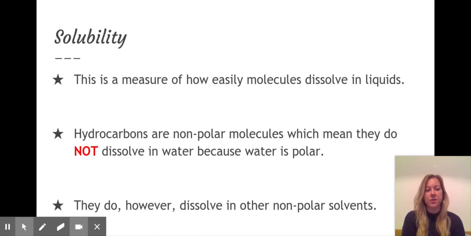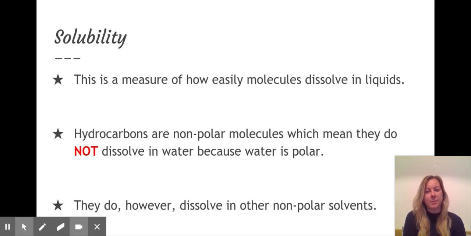Solubility, we have had a wee look at this before, so this should be very familiar. We did this as part of the bonding and properties topic. This is a measure of how easily molecules dissolve in liquids. So hydrocarbons, being non-polar molecules, do not dissolve in water. We know that water is polar. It has polar bonds and is overall unsymmetrical, so it's polar. Hydrocarbons, all of them are non-polar. They don't have any charges, so they're not going to dissolve in water, but they do, however, dissolve in other non-polar solvents.